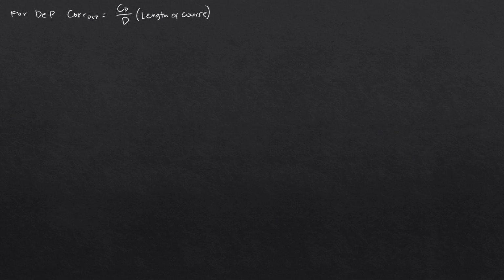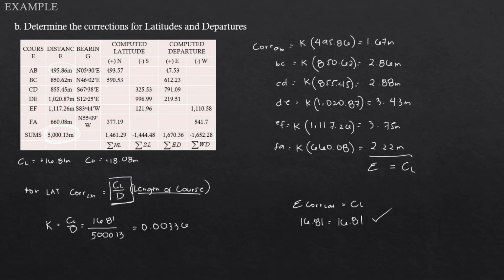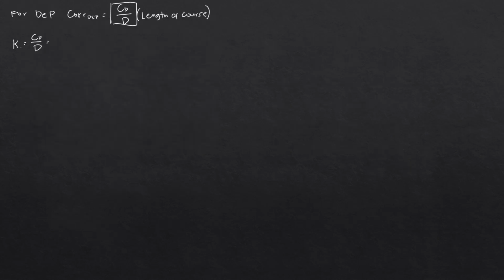Okay. So, kunin natin yung K dito. So, ito siya, yung CD over D. So, K na gagamit is equal to CD over D. Pero yung CD natin is, ayan, meron tayong 18.08. So, positive 18.08 over yung total distance ng courses natin. So, meron tayong 5,000.13. K natin ngayon is equal to 0.00362. Okay, so ito yung gamitin natin.